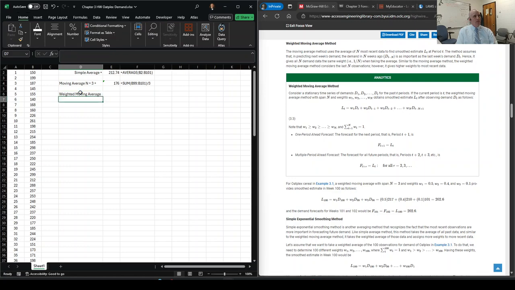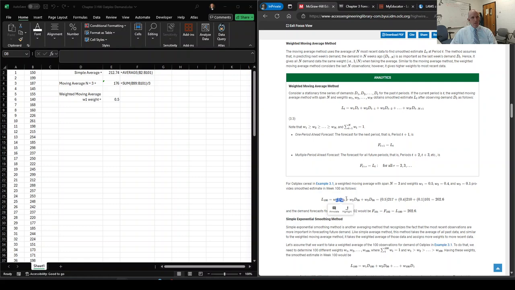And in this case, let's do week 1 weight of, let's follow the book here. We can just follow right along. 0.5, which means what? That means we're putting 50% of the weight on that week 1. In this case, it's the most recent week.